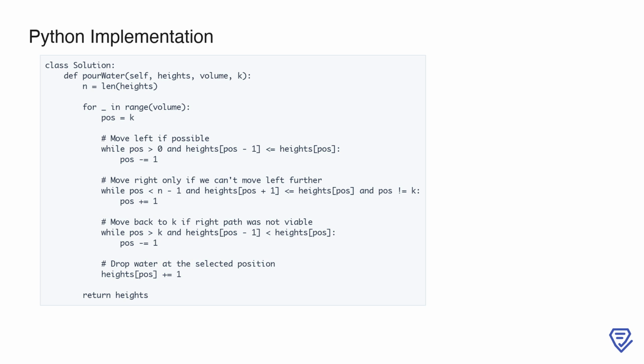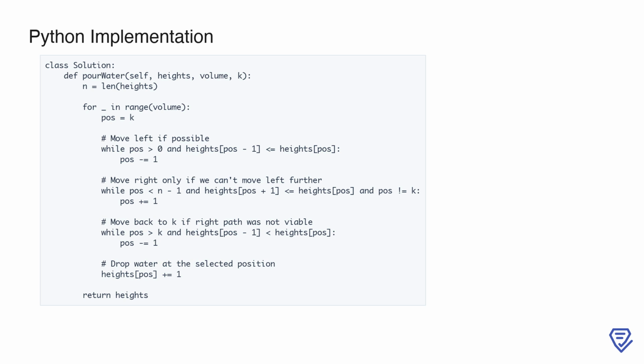1. Start at position K. 2. Move left while the elevation decreases or stays level. This ensures water flows to the leftmost viable position. 3. If the leftmost position is reached or blocked, evaluate the rightward path. Water moves right if the elevation decreases or stays level and the current position is not K. 4.